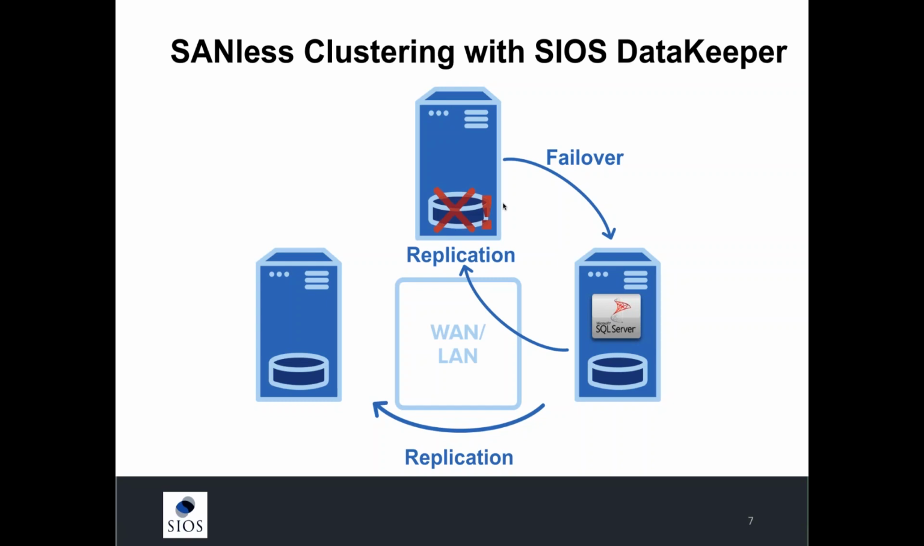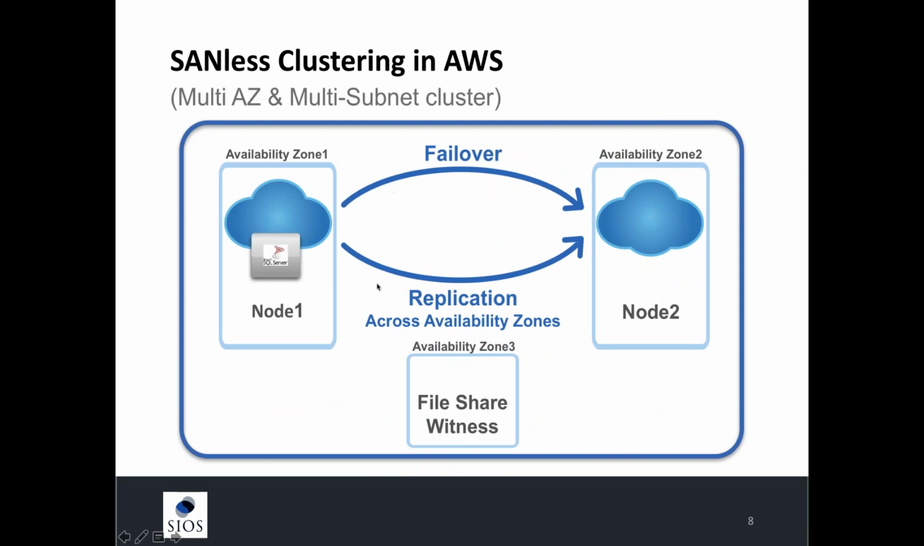Now the next slide I have is more specific to AWS. So this is a best practice configuration when you're deploying a SQL cluster in EC2. This is what it looks like. You're going to have your two nodes. So here we've got node 1 and node 2. You want those in different availability zones for maximum availability.